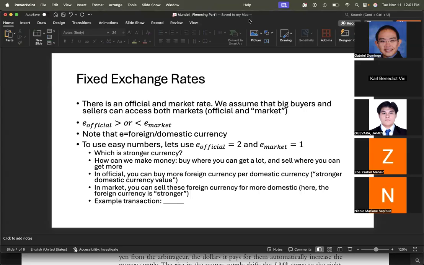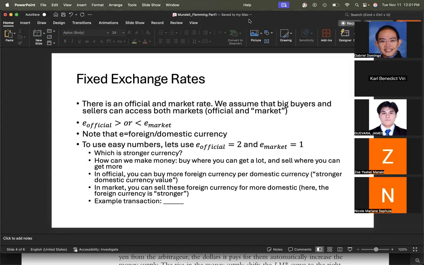Okay. So we assume that there are big buyers and sellers who can access both markets, the official and the quote unquote free market or the market rate. So in practice, guys, the E official or the exchange rate official can be greater or less than the E market. Okay. Now, note that E is again foreign over domestic, the usual, right? Now, let's use some easy numbers. Let's use E official is 2 and E market is 1. Okay. And meron lang tayong foreign currency and meron tayong domestic currency. Okay?